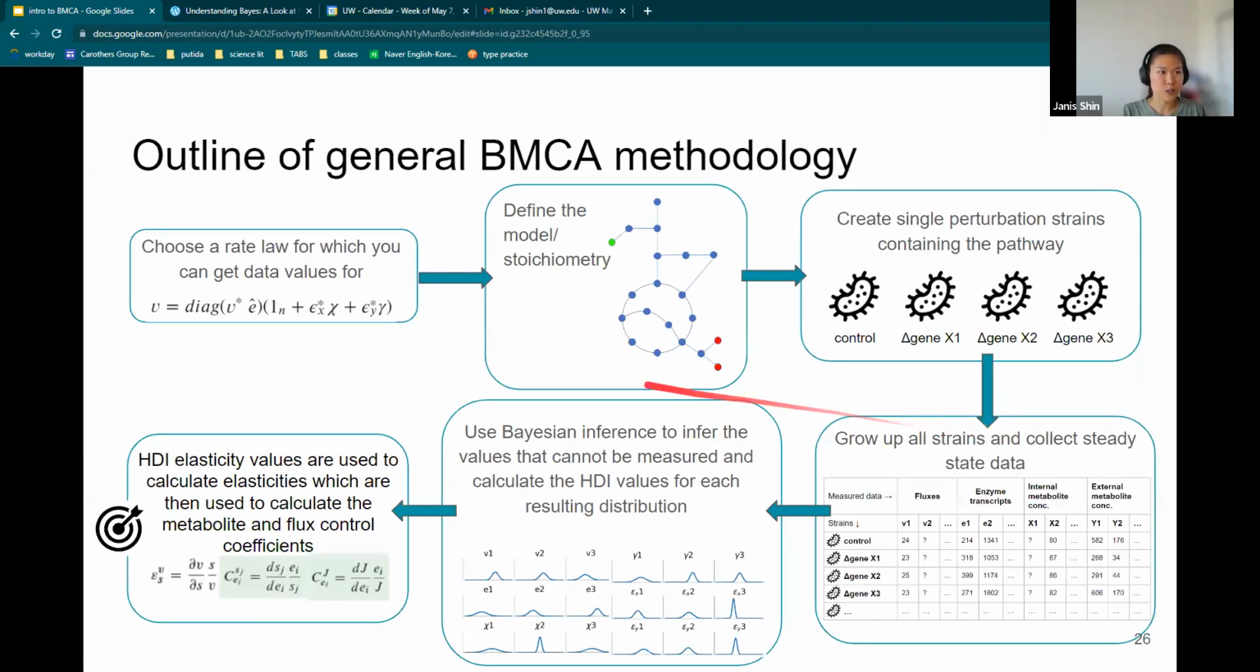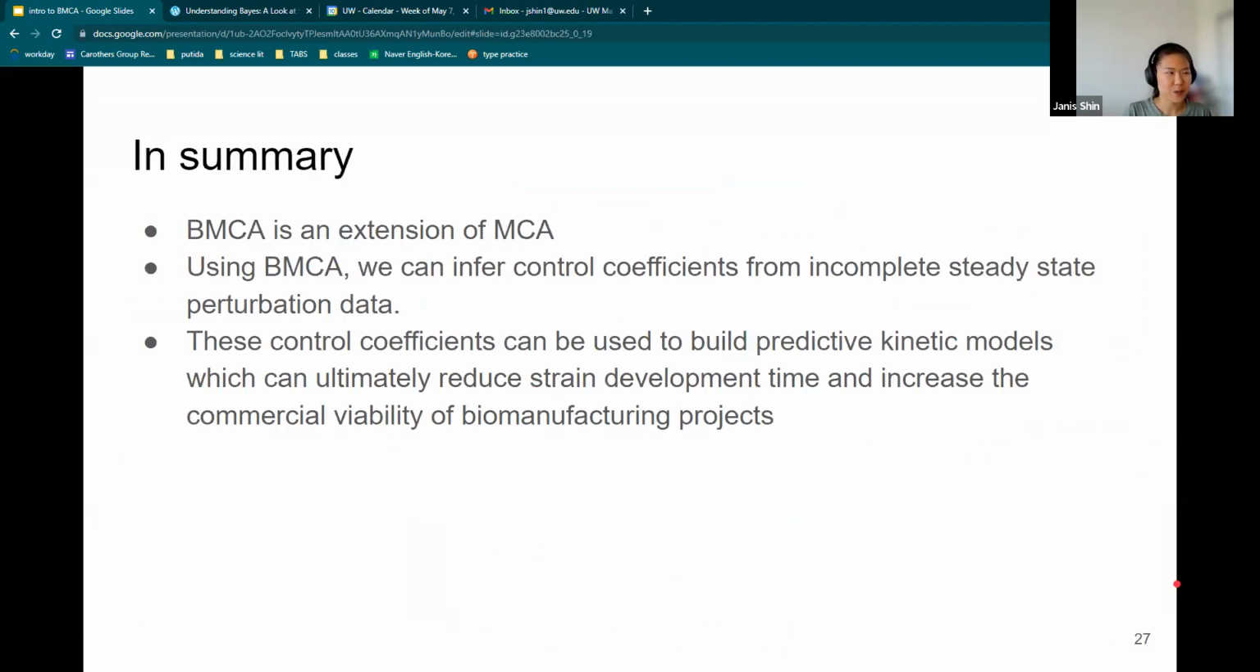So we just went through this whole methodology for BMCA. In summary, BMCA is an extension of MCA. Using BMCA, we can infer control coefficients from incomplete steady state perturbation data. And these control coefficients can be used to build predictive kinetic models, which can ultimately reduce strain development time and increase commercial viability of biomanufacturing projects.